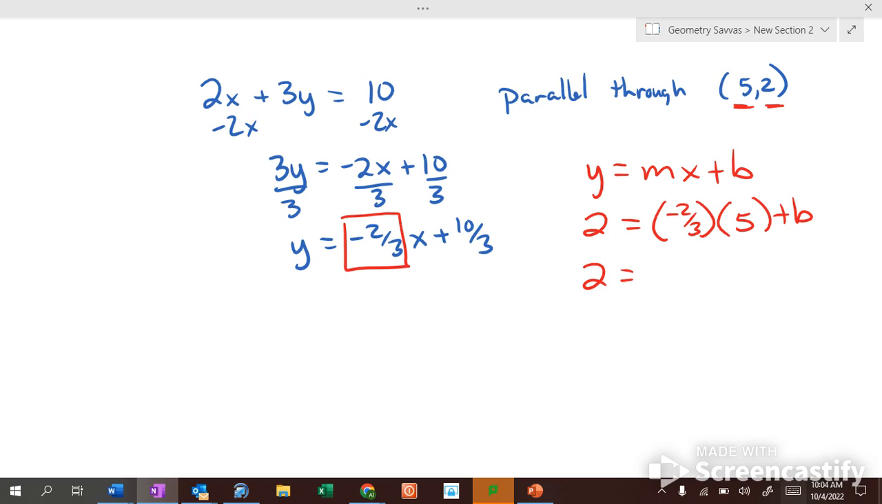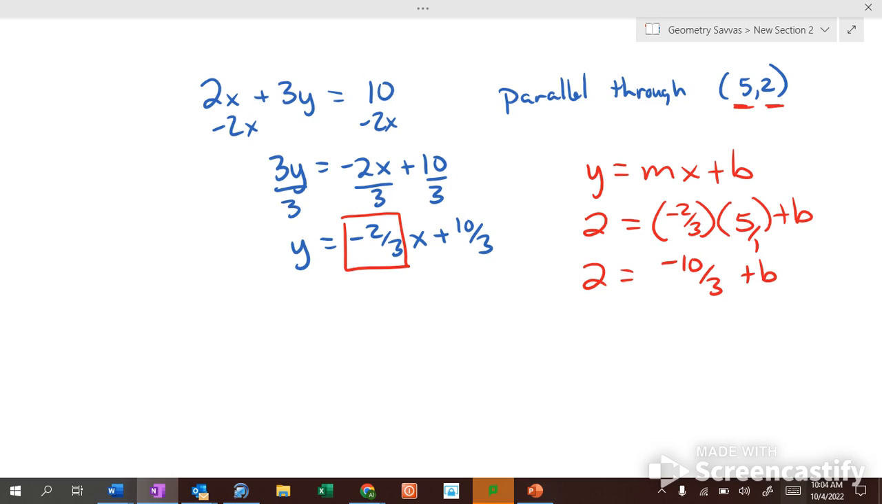No, don't do that. 5 is really 5 over 1, right? So you take top times top, bottom times bottom. So 5 times -2/3 is 5 times -2, which is -10, over 1 times 3, which is 3, plus b.